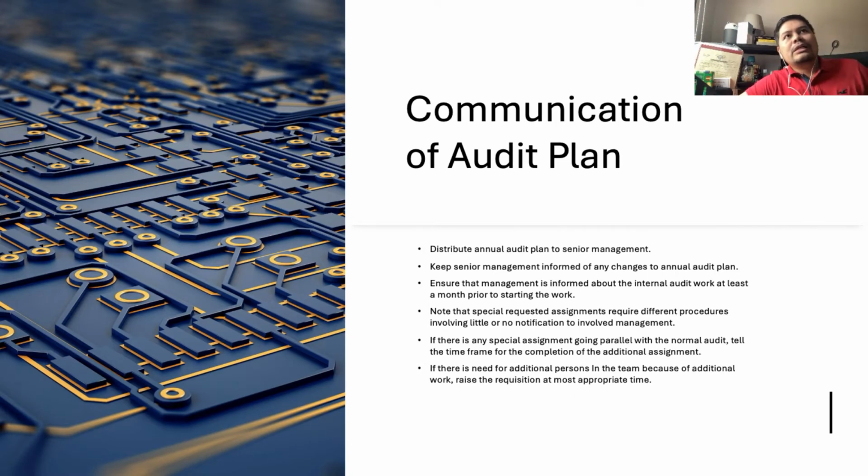Okay, next, the communication of the audit plan. Of course, after we obtain the approval of the audit committee or the board, we need to communicate the audit plan. So in here, how do we communicate the audit plans? Of course, we can distribute the annual audit plan to the senior management for their information. Next is that we also need to keep the senior management informed of any changes to the annual audit plan. Kumbaga, remember that we are administratively reporting to the senior management. Might as well inform them of any changes to the annual audit plan.